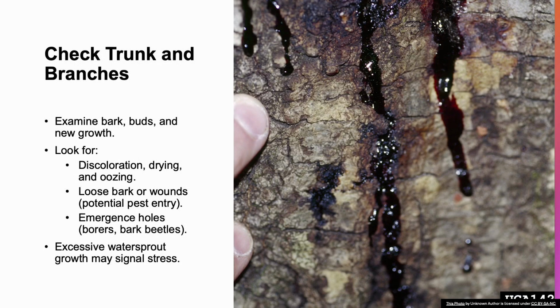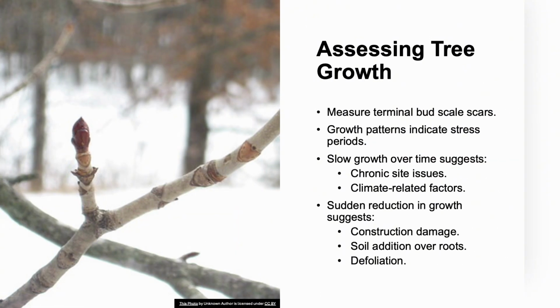Examine the trunk and branches closely. Look for discoloration, oozing, and loose bark. Check for pest entry points such as emergence holes. Excessive water sprout growth often indicates tree stress. Measuring the terminal bud scale scars can help evaluate growth over time. Patterns to watch for are slow growth, which is often caused by chronic site issues or climate factors, or a sudden reduction in growth, which could indicate construction damage, soil addition over roots, or defoliation.